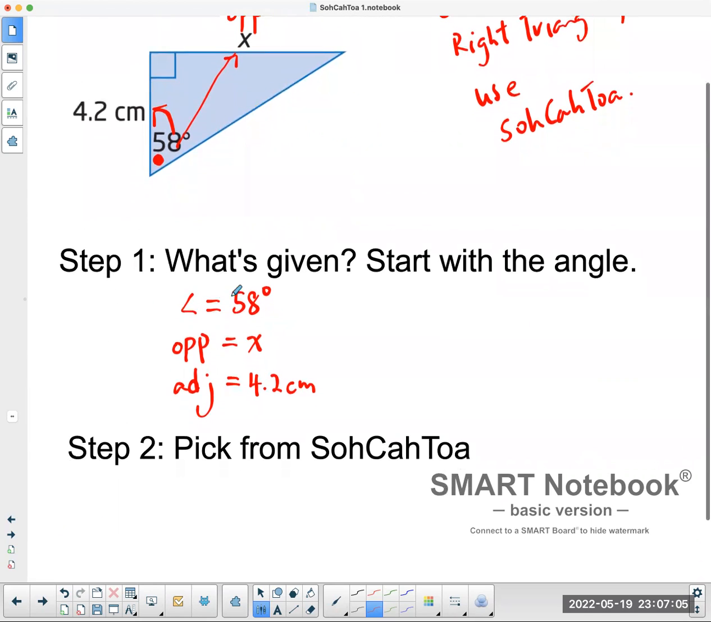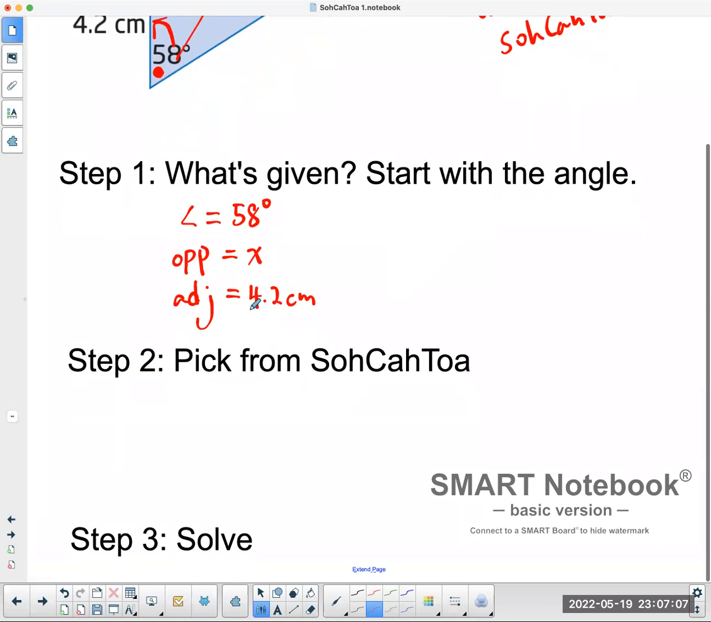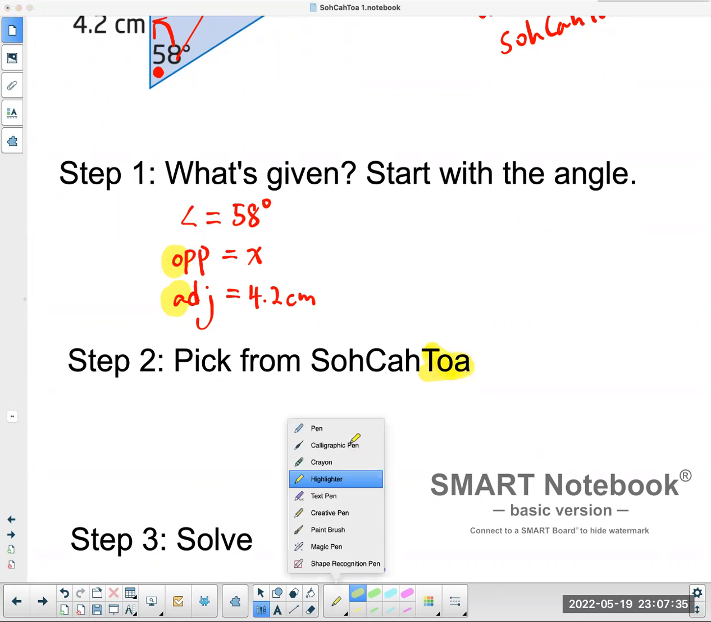Now that we have written down all the information that's given in the question, we're going to pick from SohCahToa. The question's either set up with sine, cosine, or tangent. But which one is it? Well, you take a look at what's given. You're given the opposite side and the adjacent side, right? Which one of the three contains both O and A? Well, it's obvious that it's going to be TOA. You see, there's O and A. So you're going to pick TOA.